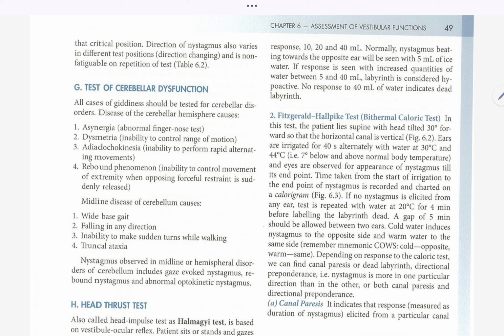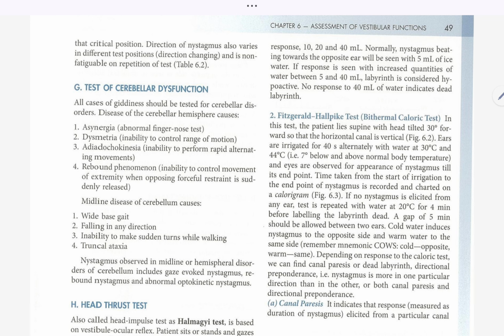2. Fitzgerald-Hallpike test. Bithermal caloric test. In this test, the patient lies supine with head tilted 30 degrees forwards so that the horizontal canal is vertical. Ears are irrigated for 40 seconds alternatingly with water at 30 degrees and 44 degrees Celsius, 7 degrees below and above the normal body temperature, and eyes are observed for appearance of nystagmus till its end point. Time taken from the start of irrigation to the end point of nystagmus is recorded and charted on a calorigram.